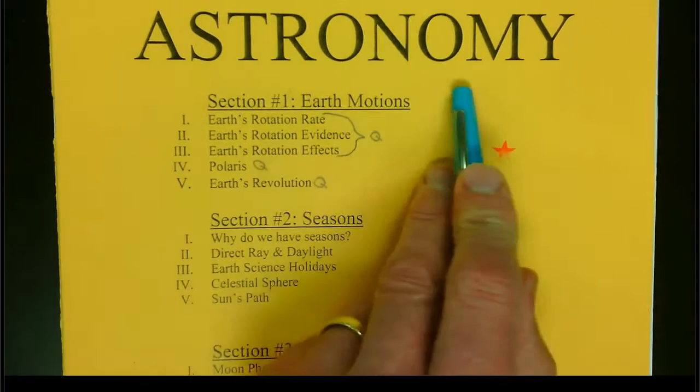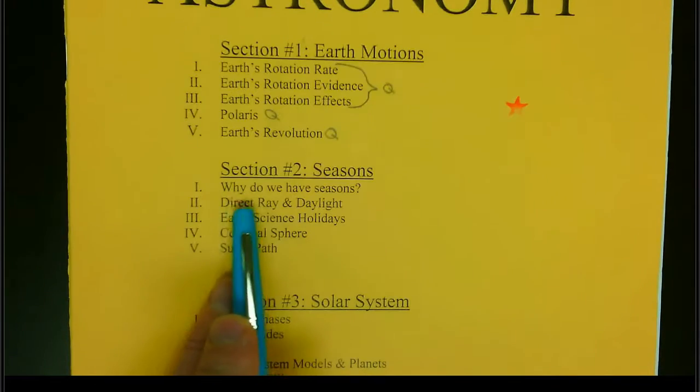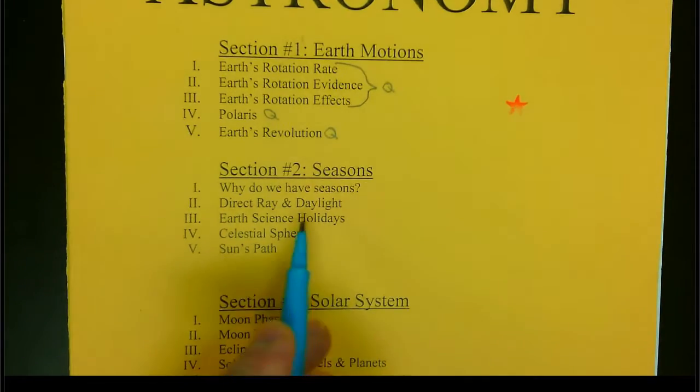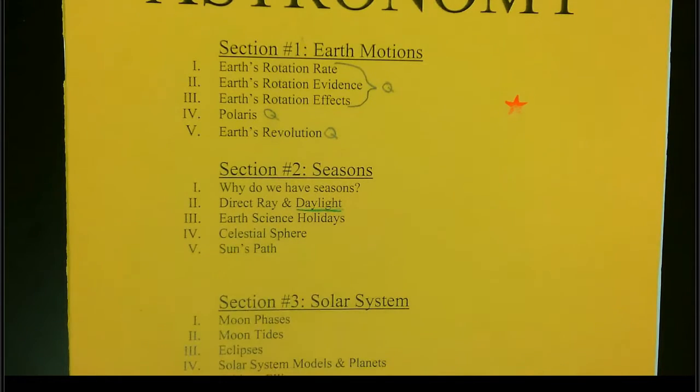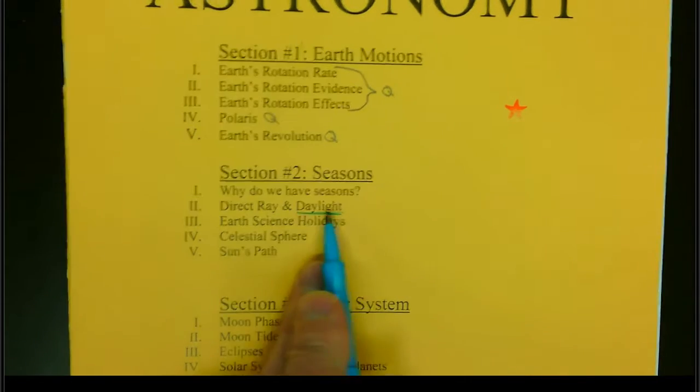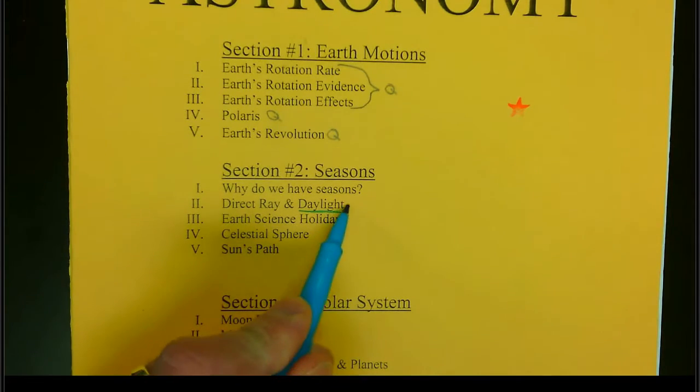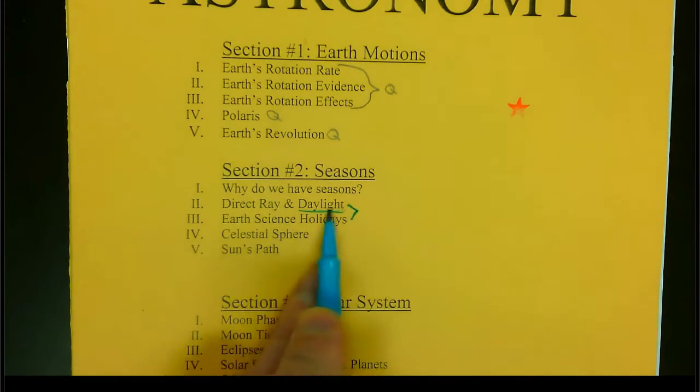Here are your notes for astronomy. Section number 2: we already talked about why we have seasons, because the Earth is tilted. We just did a lab on daylight. That lab is now due, so please get that lab handed in. We're now going to take notes on daylight and Earth science holidays together as one.